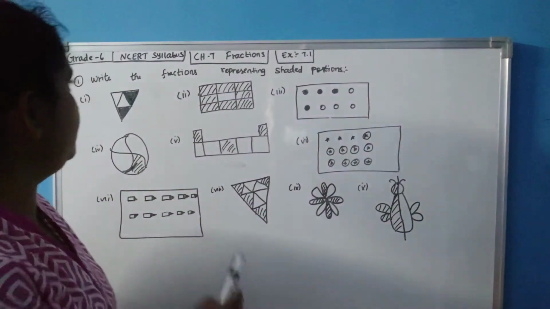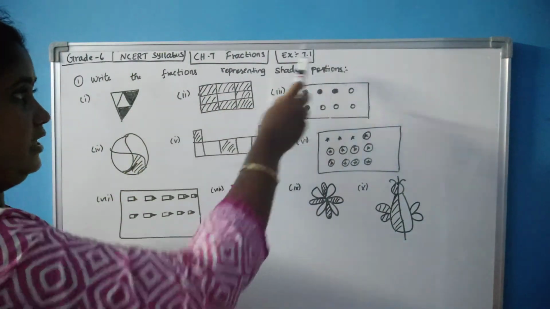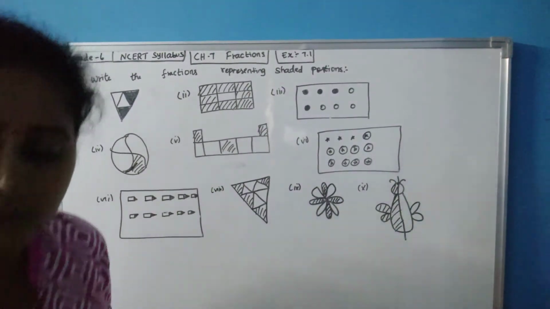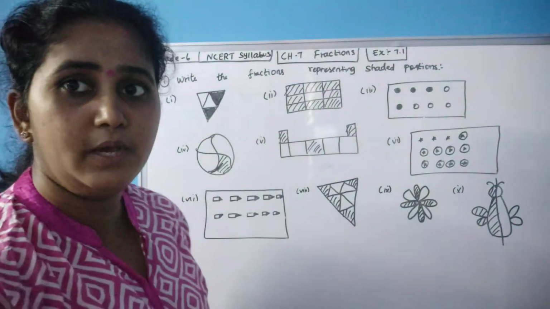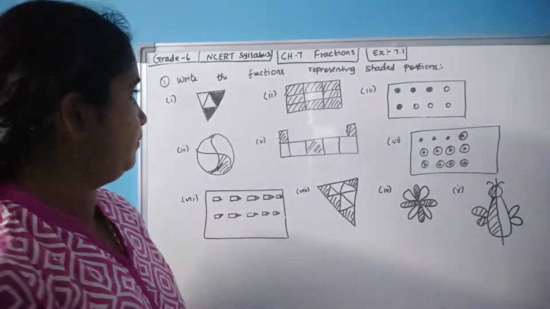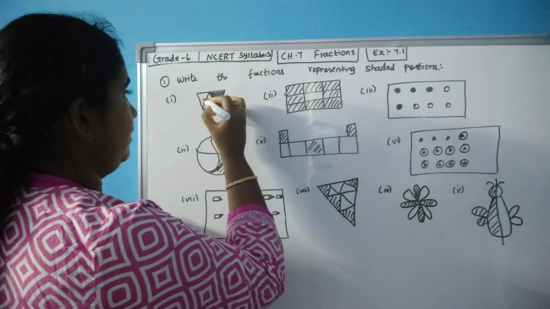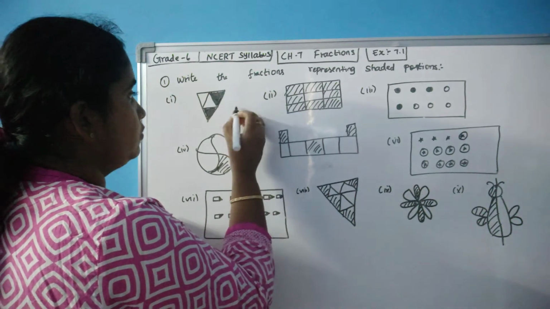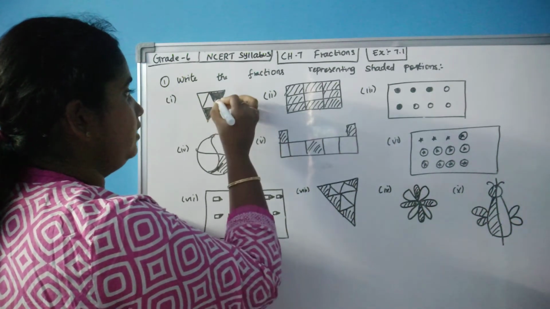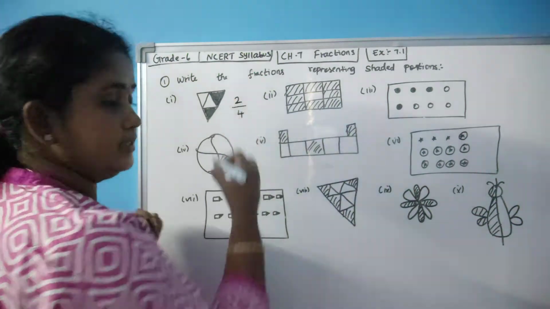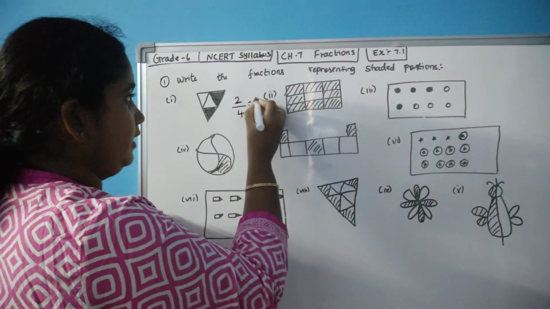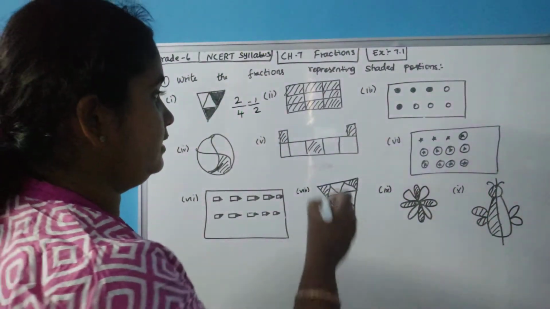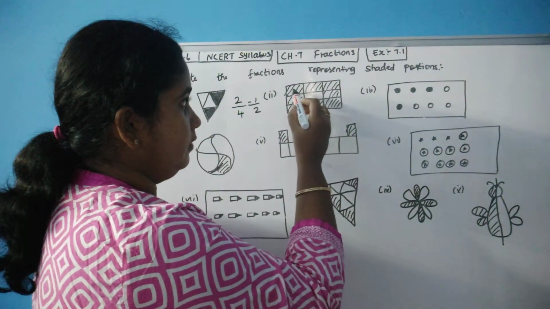So see the first sum. Write the fractions representing shaded portions. You have to write the fraction representing the shaded portion. See the first one, you have to count how many out of how many there are. 1, 2, 3, 4. So out of 4, how much is shaded? 2 parts are shaded. If you simplify this, you will get 1 twos are 2, 2 twos are 4. 1 by 2 is your answer. Okay, did you understand? Next, see, out of how many parts?